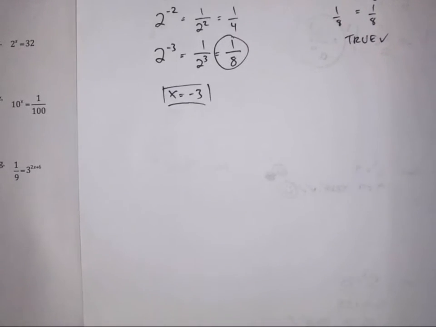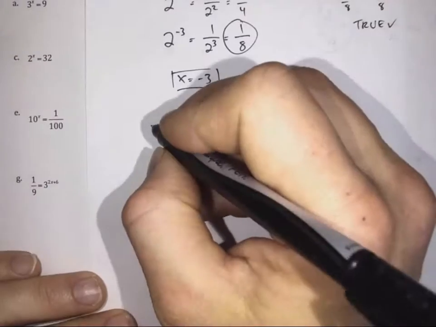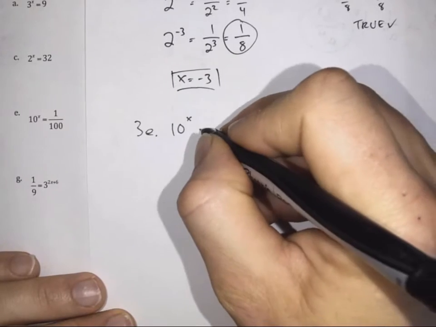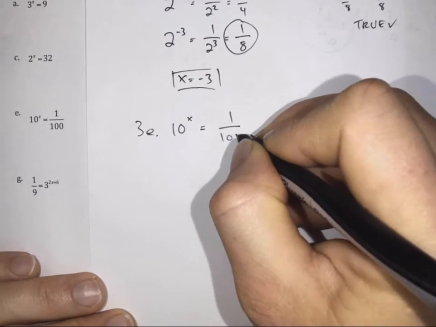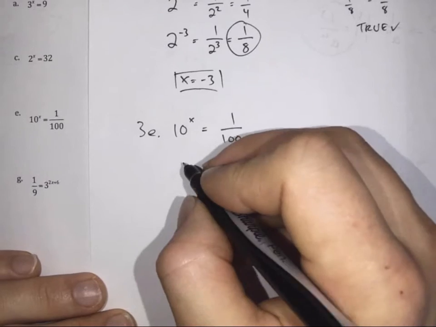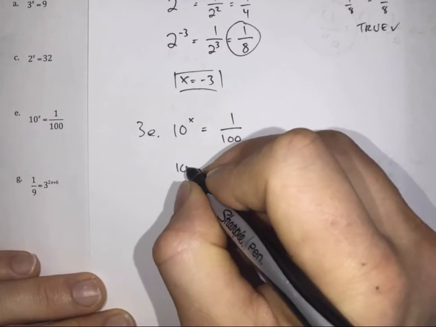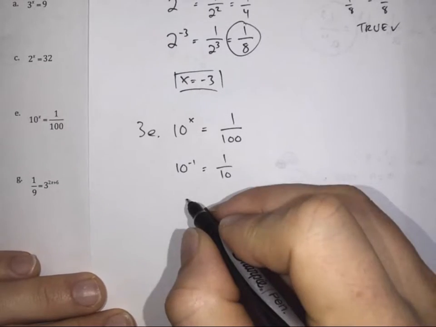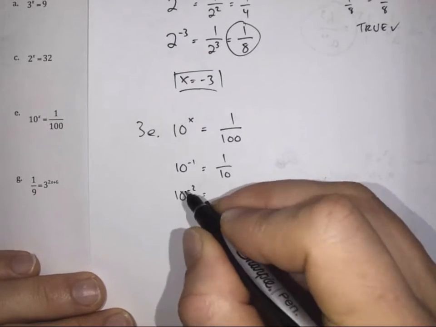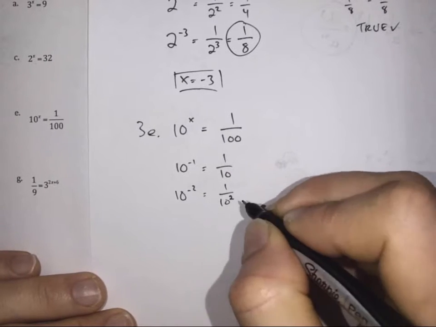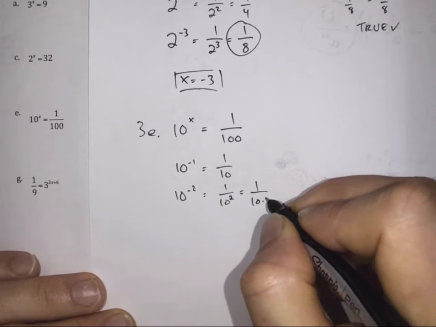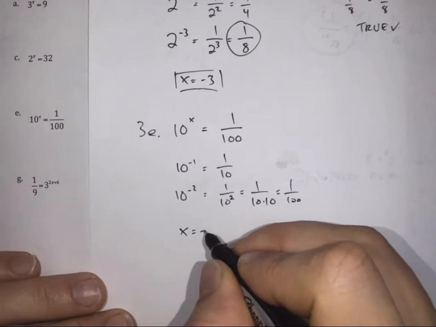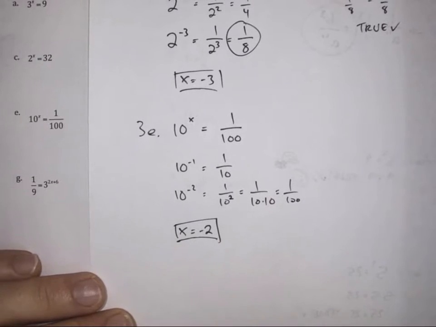Okay, on to E. So 3E says 10 to the x is equal to 1 over 100. So similar thing, we can see that we're going to have a negative value of x this time in order to make the reciprocal. So let's check with 10 to the negative 1. That is 1 over 10 to the power of 1, or 1/10. So that one's not right. We'll try negative 2, as 1 over 10 to the power of 2, which means 1 over 10 times 10. 100. Hey, what do you know? Okay, so that means our x value was negative 2.